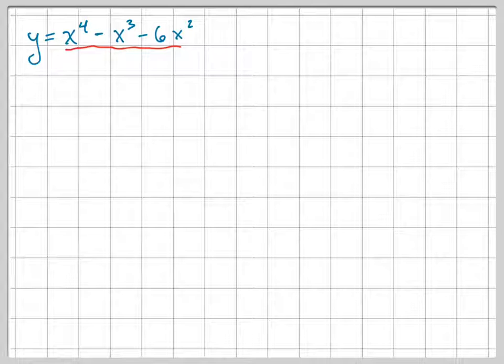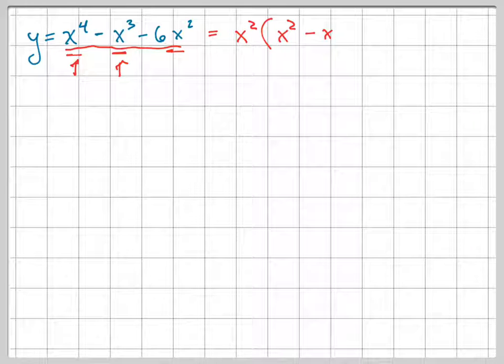So to factor it, you'll see that each one of these has an x squared in it. That's called the GCF, so let's take the GCF out. When I take x squared out, if I pull an x squared out of that, I'm left with x squared here, negative x here, and negative 6. So that's the first step.